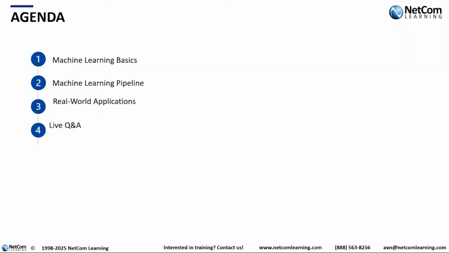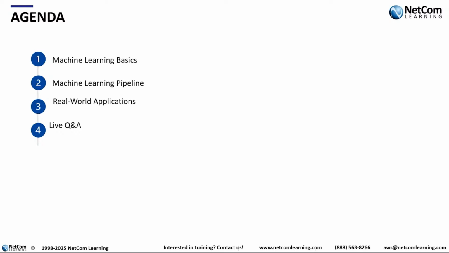So looking at the agenda for today, what we're going to be covering. First, we're going to start off with an overview of machine learning fundamentals. So we'll define what machine learning is and explain how it fits into the broader context of artificial intelligence. And we'll discuss all the key benefits. Next, we're going to walk through the machine learning pipeline. This includes each step of the machine learning lifecycle from data collection all the way through model deployment.